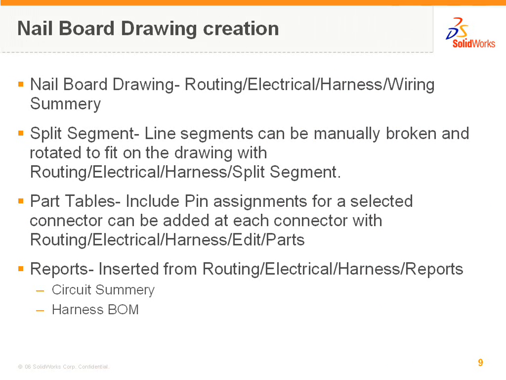When dropping these electrical routes onto our drawings, they might not always fit. So in order to accommodate some of the larger routes, we can split the line segments manually and then rotate that line segment in order to fit on the drawing. To do this, from the pull down, routing, electrical, harness, split segment.